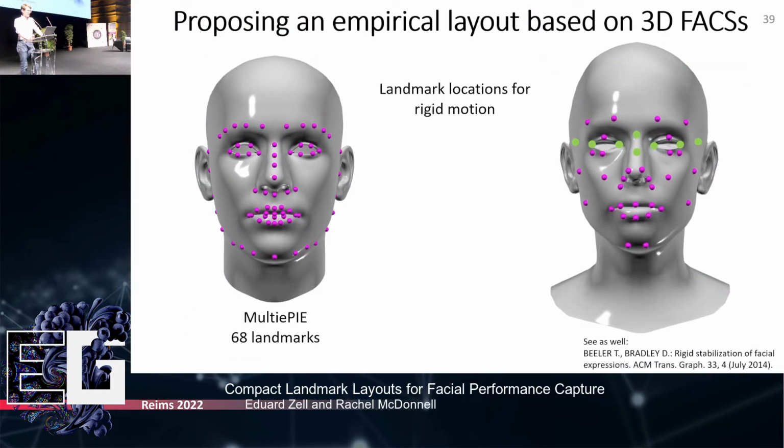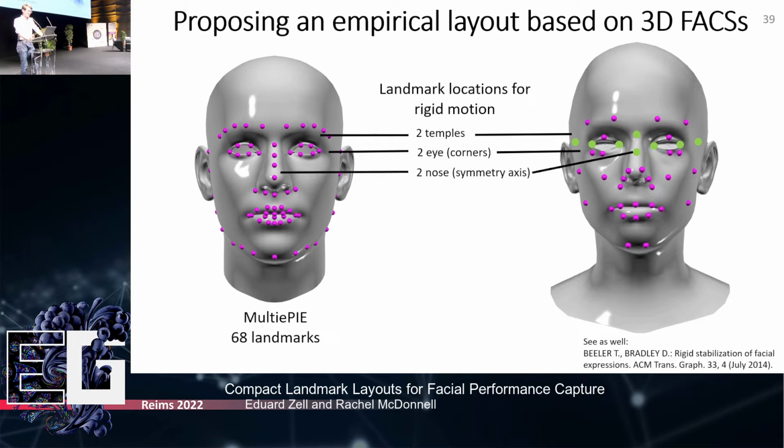It is also worth mentioning that landmarks are barely placed at the temples, the nose rim, and the corners of the eyes. These areas seem to be more suitable to compute the rigid motion of the head. And in fact, they've been mentioned already previously by Bieler et al.